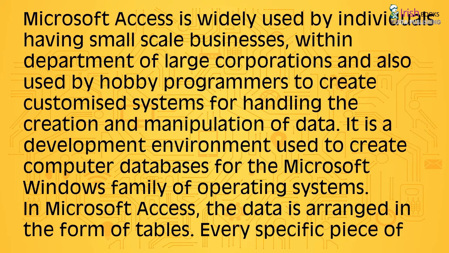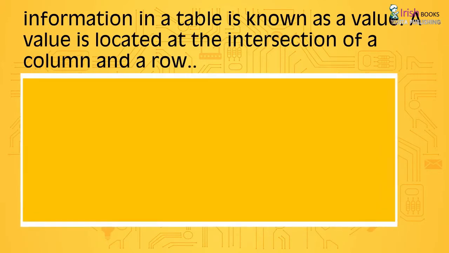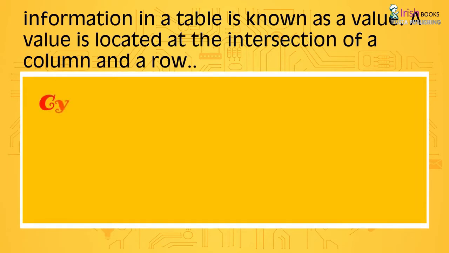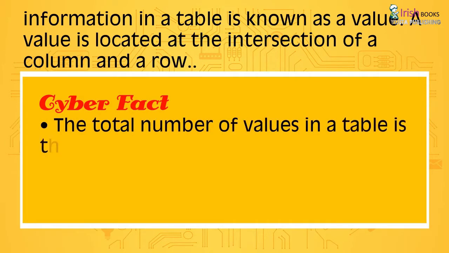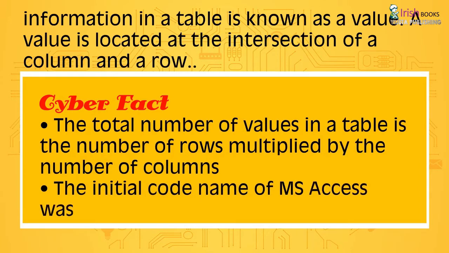In Microsoft Access, the data is arranged in the form of tables. Every specific piece of information in a table is known as a value. A value is located at the intersection of a column and a row. Cyber fact. The total number of values in a table is the number of rows multiplied by the number of columns. The initial code name of MS Access was Cirrus.